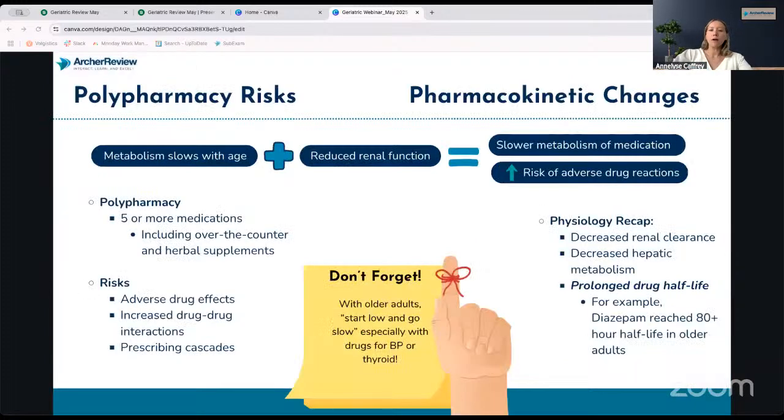So polypharmacy, aka this is geriatric bingo for me. How many meds can one patient be on? The best way to look at polypharmacy from a clinic standpoint is what we call the brown bag method, which is having them bring all of their medications, all their supplements, all their herbal remedies. And that's really important to stress.